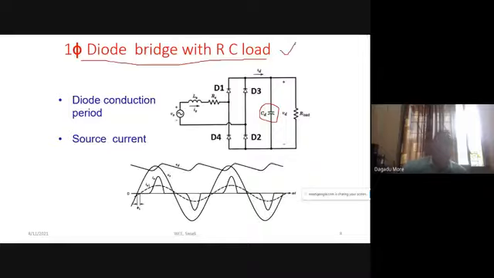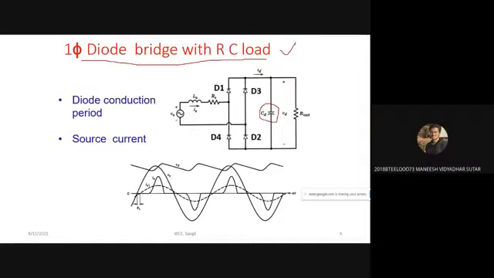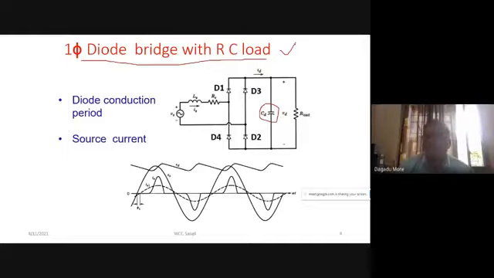Why are we putting the capacitor here? To maintain the voltage. Okay, one is to maintain the voltage, and in other words, we want to reduce the ripple in the output voltage.